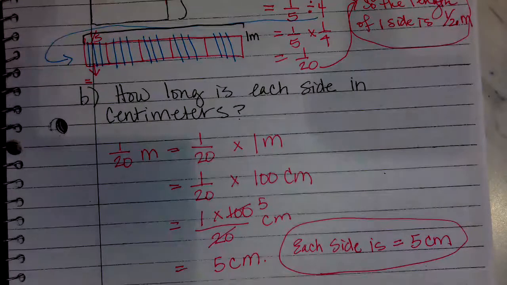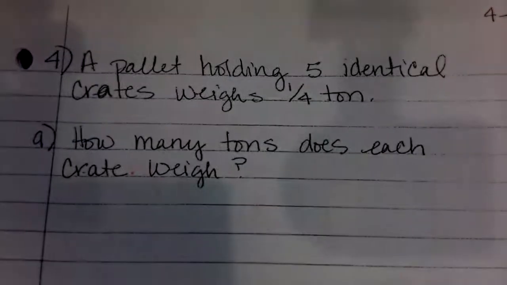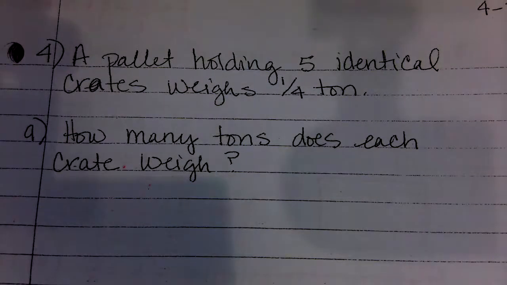All right, let's move on to problem 4. Problem 4, a pallet holding 5 identical crates weighs 1/4 of a ton. How many tons does each crate weigh?